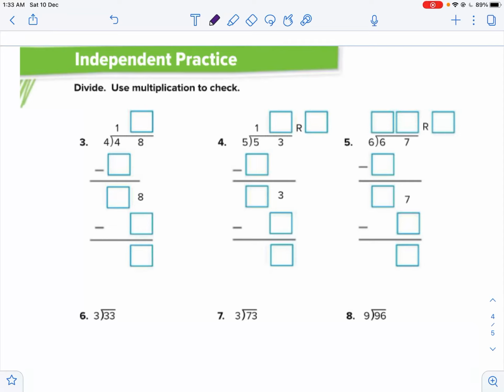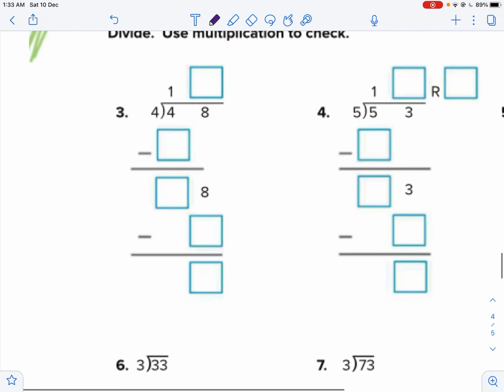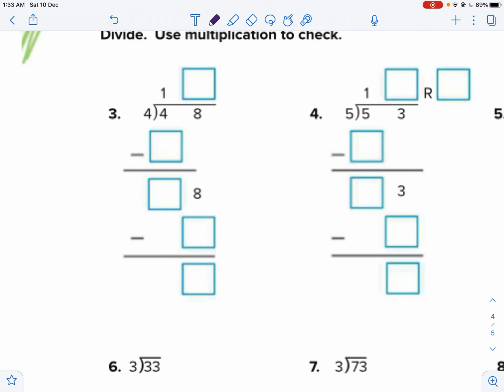Let's continue doing the independent practice. Here we have 48 divided by the number 4. So let's see how we can do it. Step 1, we take the first number, which is the 4. The 4 is equal to the 4. So yes, you're ready to start.